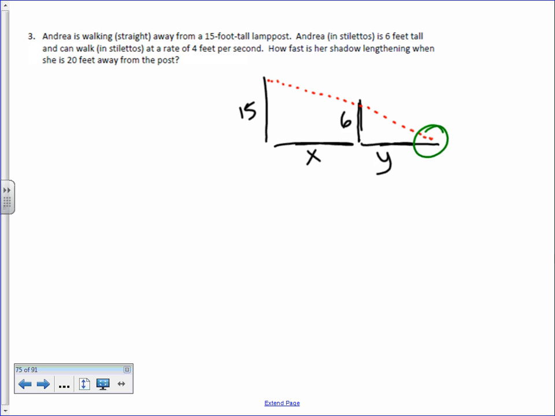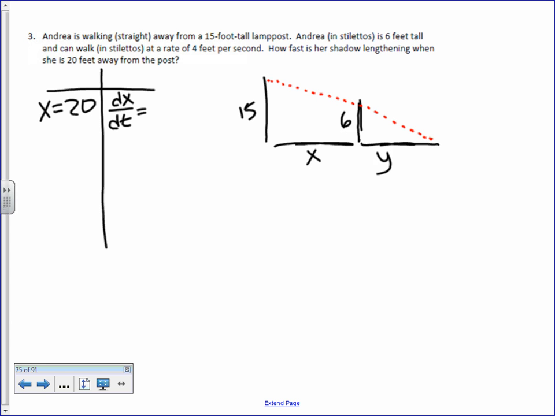So let's, I'm jumping ahead of myself. Let's start writing down some values that we know. We know in our problem that we want x to be what? How fast is it lengthening when she's 20 feet away from the post? 20. And we want, what is dx dt then? dx dt is, how fast is she walking away? That's how fast x is changing, 4 feet per second.